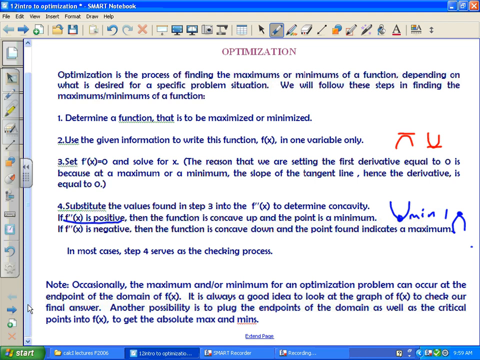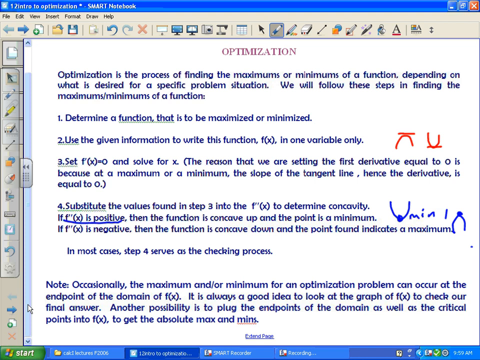When we were finding absolute max and absolute min, right? We check the function at the critical points, but we also check them at the endpoints of the domain, right? So sometimes that's also something good to do to make sure that you have really reached the absolute maximum. Or you can also look at a graph.